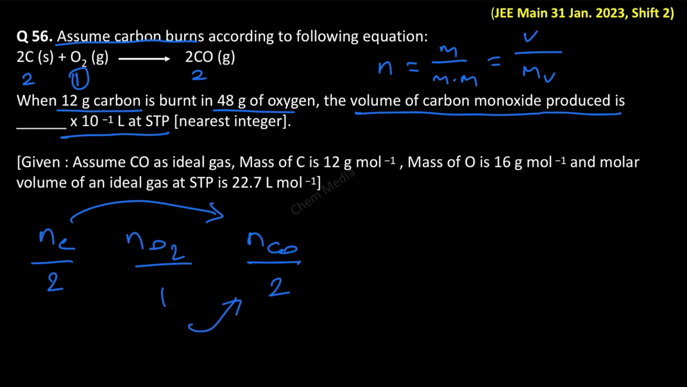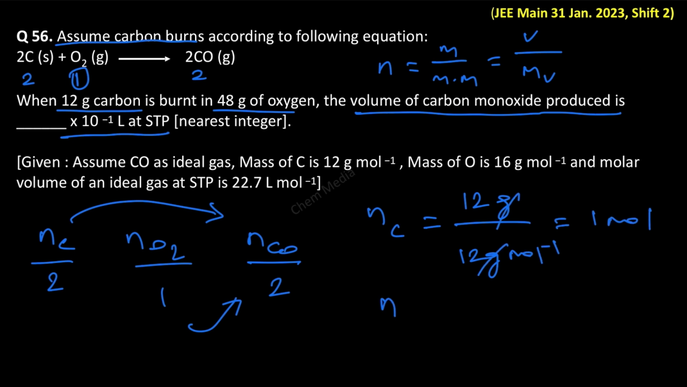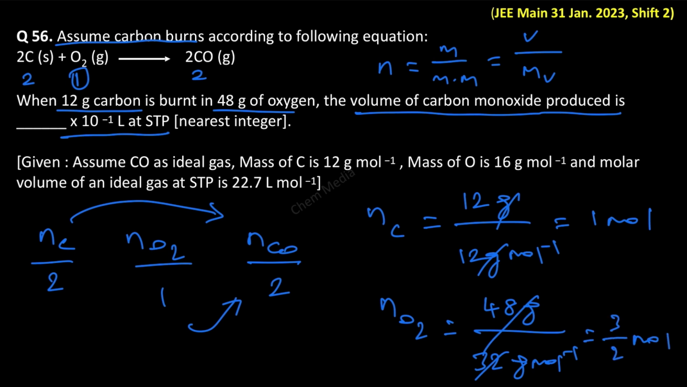Therefore, number of moles of carbon is equal to 12 gram divided by 12 gram per mole. Therefore, this is equal to 1 mole, and the number of moles of O2 is equal to 48 gram divided by 32 gram per mole. So, therefore, this is equal to 3 by 2 mole.